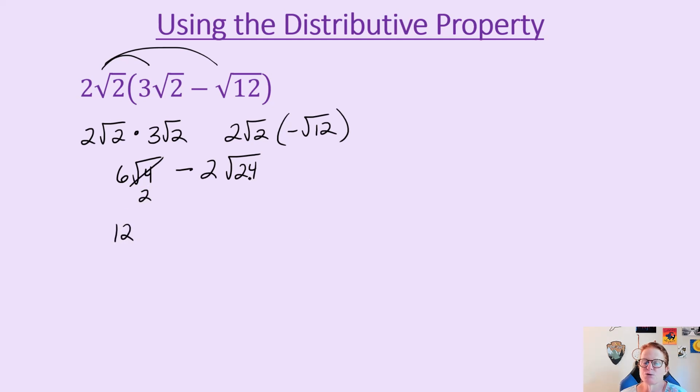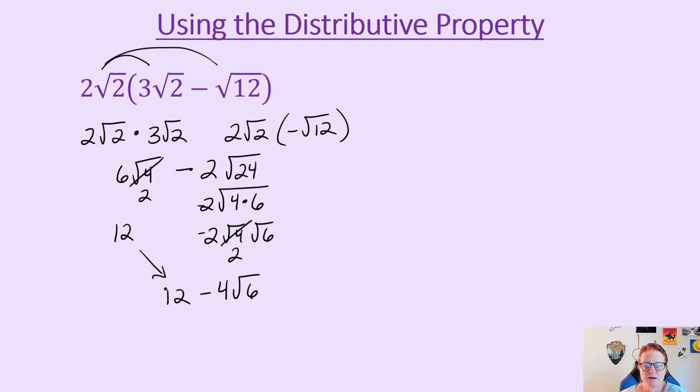But I have to break down the 24. Well, let's see. I have 1 and 24, 12 times 2, 3 times 8, 4 times 6. So I'm going to break this into 4 times 6. I can break this down like so: 2 times square root of 4 times square root of 6. The square root of 4 is 2, so 2 times 2 is 4 square root of 6, and it is a negative. So I bring the 12 down: 12 minus 4 square root of 6.